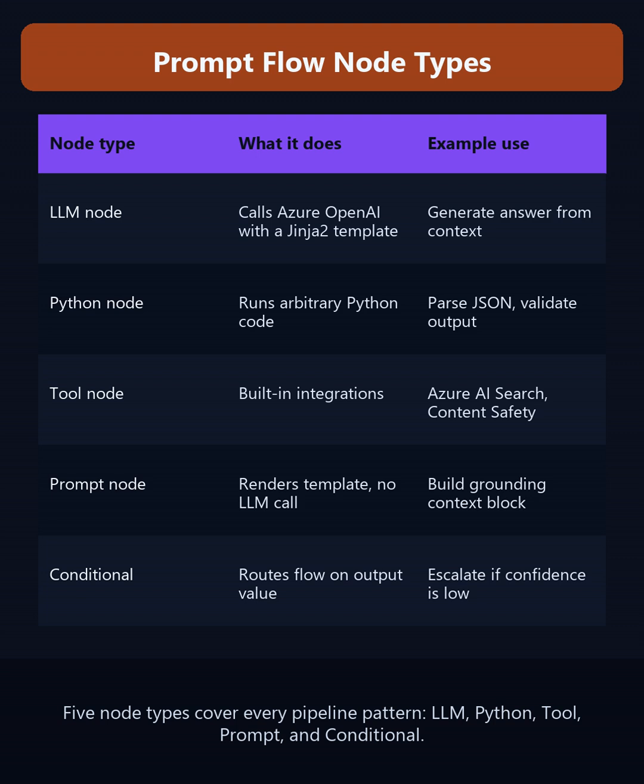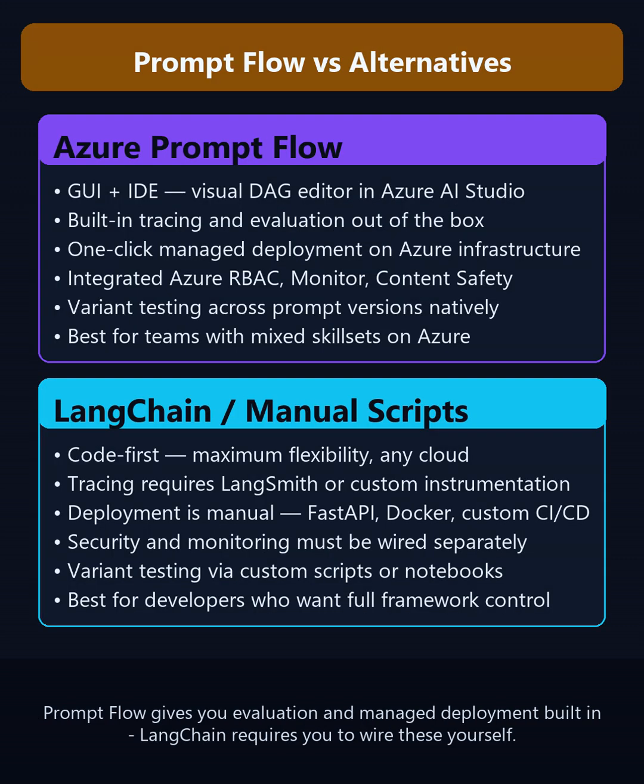Compare Prompt Flow to LangChain. LangChain is code first and framework agnostic, great for developers who want full control. Prompt Flow is GUI and IDE first with built-in Azure evaluation and deployment. Versus building manually: hand-rolled scripts have no tracing, no variant testing, and no managed deployment. Prompt Flow delivers all 3, integrated with Azure RBAC, Monitor, and responsible AI content filters.